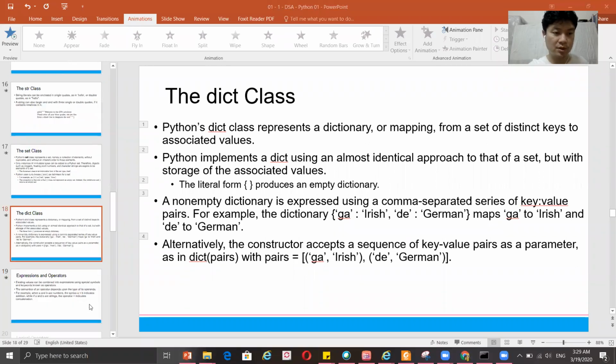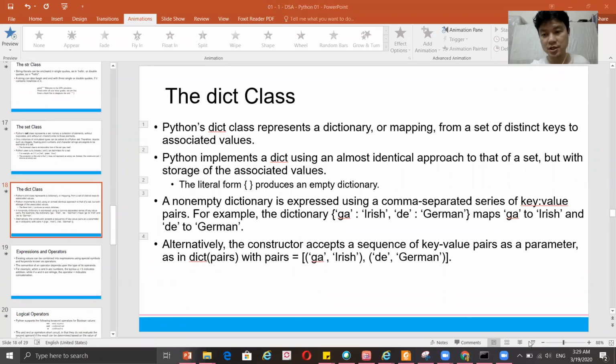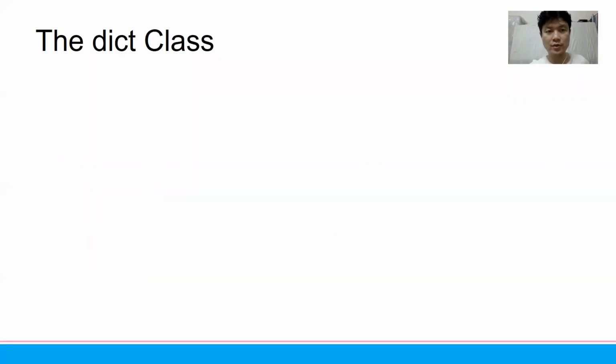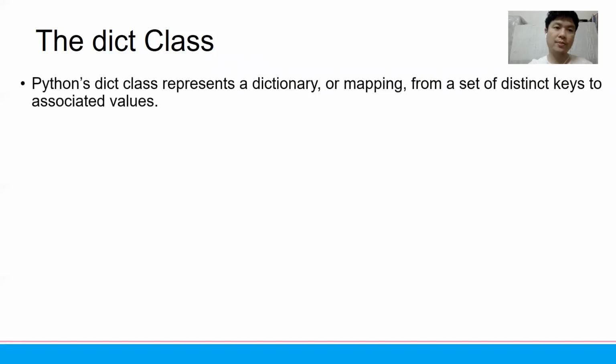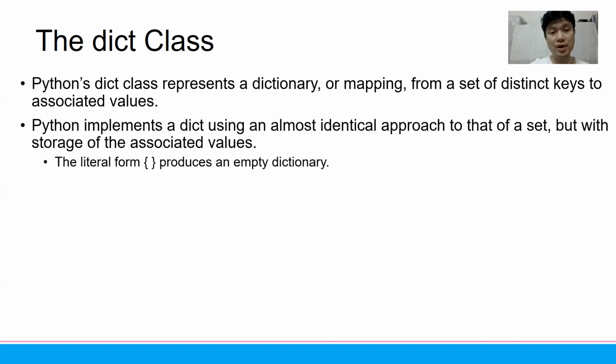Next is about the dictionary, dict. When we are doing with the dictionary, it is a class that is similar to the dictionary we know. It has keys and values. It is almost the same as the set, because the key should be unique. The key has no duplicates. The same key cannot be associated with different values.